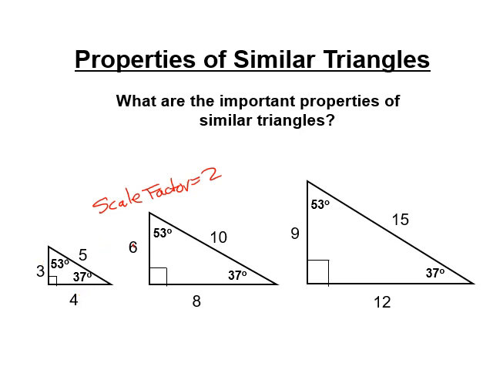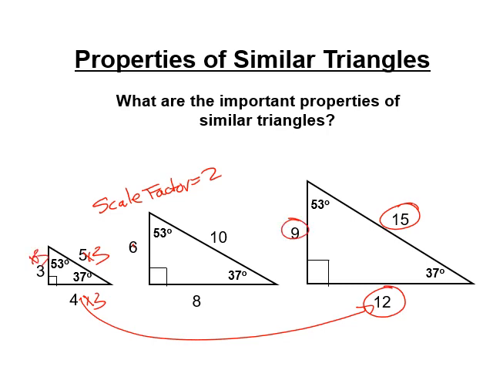Then I made the third one, right? And look what I did there. 4 times 3 is 12, right? 5 times 3 made this 15 over there. And 3 times 3 made this 9. So this one's 3 times as big as the original one. If we're comparing it to the original one, you would say it's 3 times as big, or a scale factor of 3.